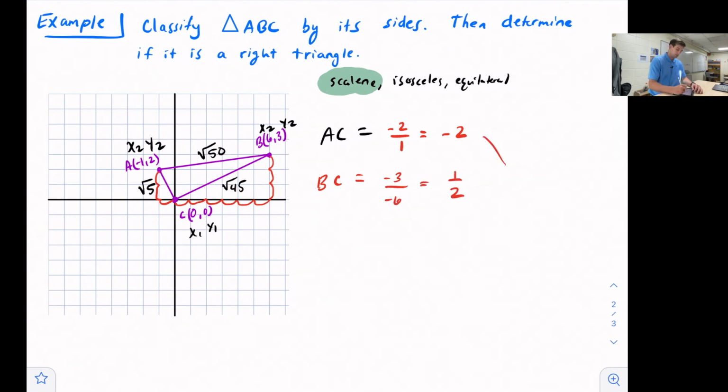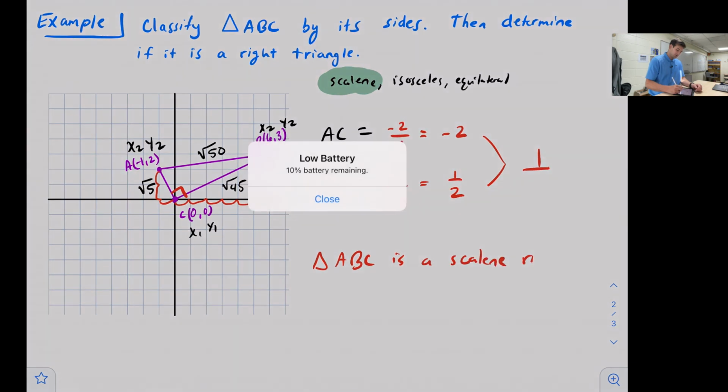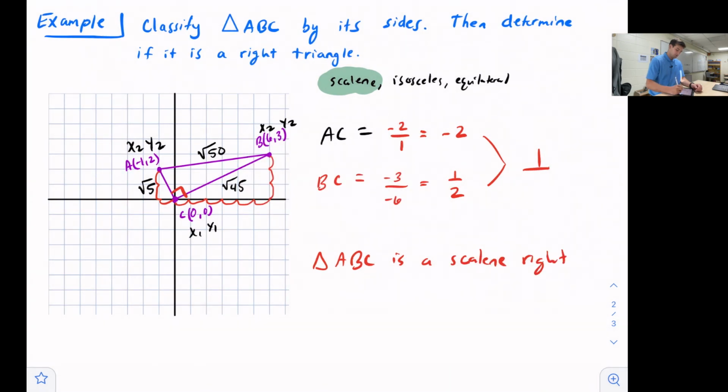And now look what we've done with our slopes, right? We have opposite reciprocals, or the product of those two slopes is -1. So these two lines are going to be perpendicular. And since we have perpendicular lines, we can draw our right angle box in there, and we can say, yes, it is a right triangle. So our final answer, we could say triangle ABC is a scalene right triangle. Okay, and that is how you classify triangles in geometry.